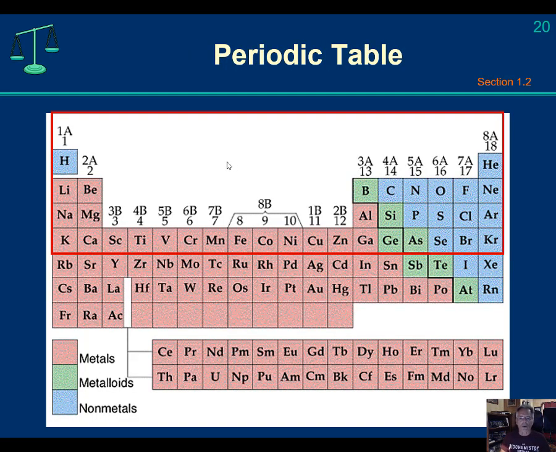You need to know a number of the elements on the periodic table. We'll start off and just name a few. Hydrogen, helium, lithium, beryllium, boron, carbon, nitrogen, oxygen, fluorine, neon, sodium, magnesium, aluminum, silicon, phosphorus, sulfur, chlorine, argon, potassium, calcium, scandium, titanium, vanadium, chromium, manganese, iron, cobalt, nickel, copper, zinc, gallium, germanium, arsenic, selenium, bromine, and krypton.